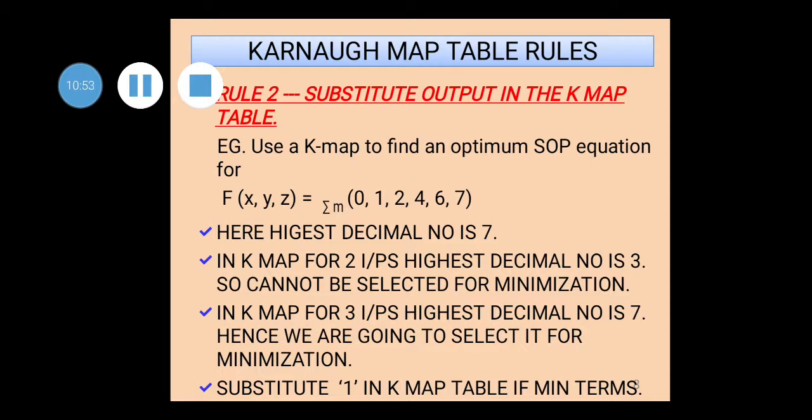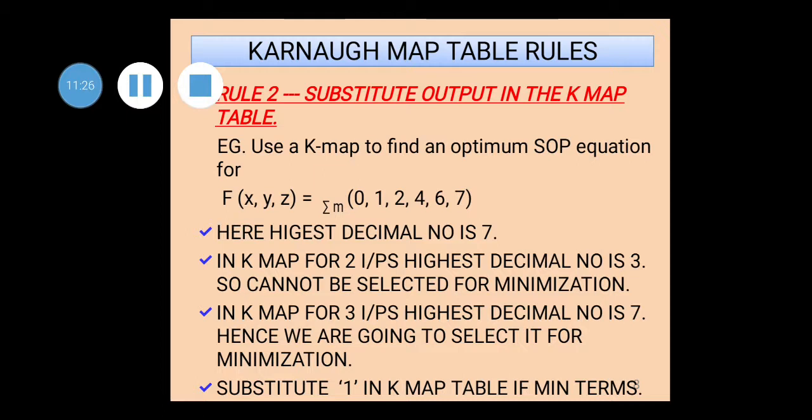Now since there is a summation with small letter m, we have already studied that there are two types of Boolean equation: one is SOP and one is POS. So if small letter m is there, these are the min terms, and it is your SOP equation. In this equation you first have to identify the highest number, that is 7. Since the highest number is 7, you have to find out in which K-map table the highest number lies.